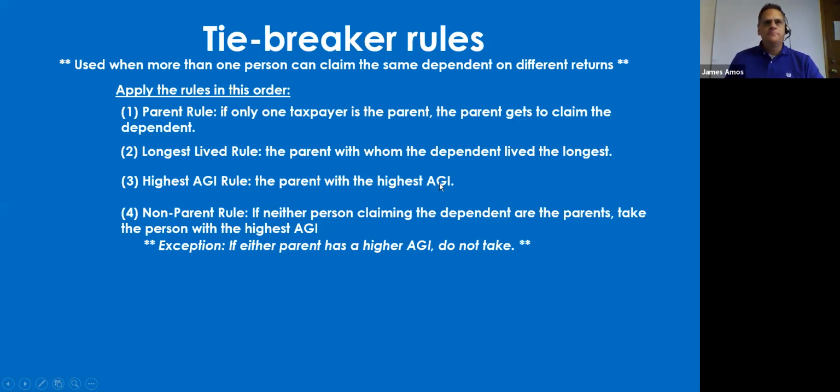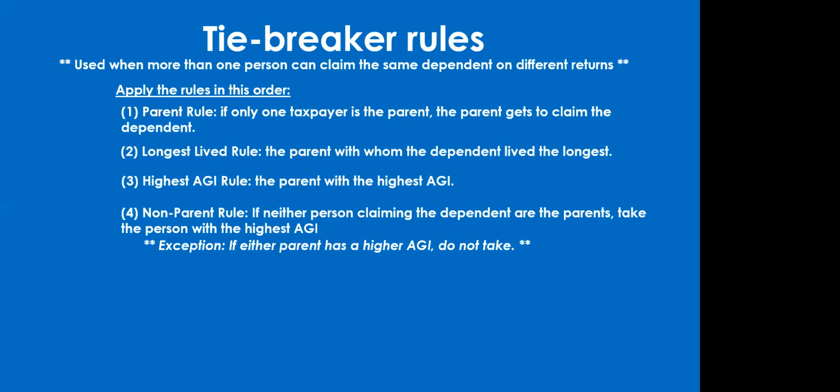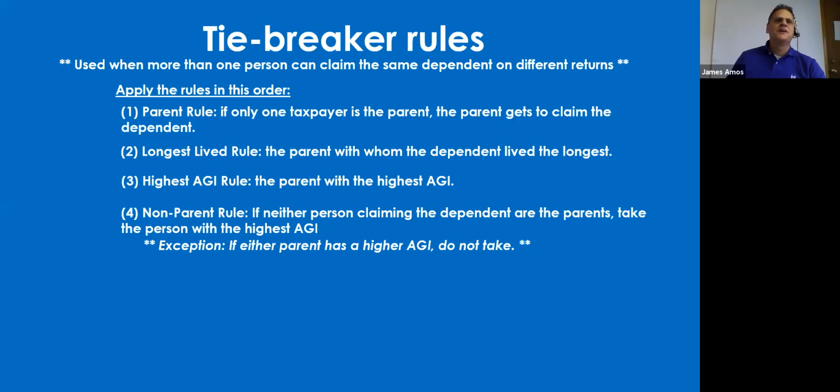So if mom and dad both lived with Johnny equally, 6 months during the year, and mom has $30,000 of income and dad has $20,000 of income, who gets to claim Johnny? Let's say mom had $30,000 of income and dad had $20,000. Who gets to claim Johnny? In that case, mom is going to get to claim Johnny unless, again, mom and dad can agree. If they agree, the IRS doesn't care. But if they don't agree, the IRS is going to say in that example that mom gets to, because mom had the highest amount of income. Okay.